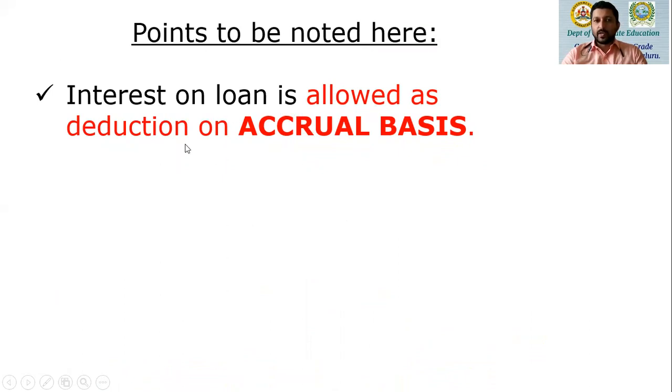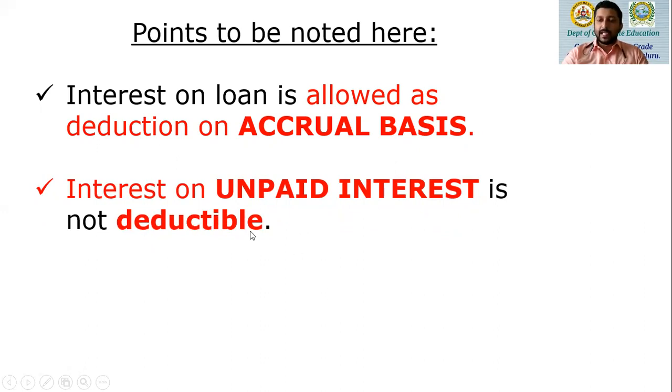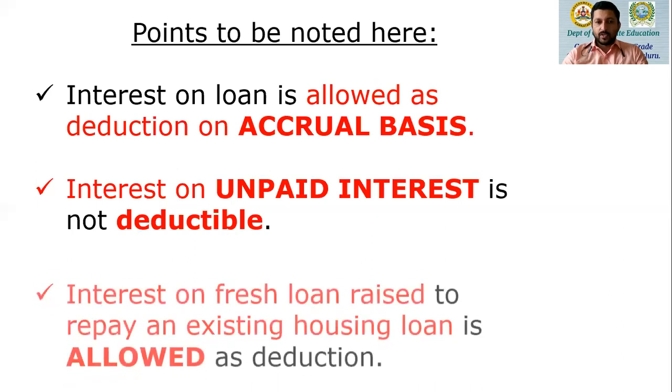Interest on loan is allowed as deduction on accrual basis. Whether you pay or don't pay interest on the loan borrowed from the bank or any other financial institution, you can claim deduction under section 24 on accrual basis. Interest on unpaid interest is not deductible. Suppose there is a delay in payment and the bank is charging interest on that unpaid interest; such interest on unpaid interest is not deductible under section 24.